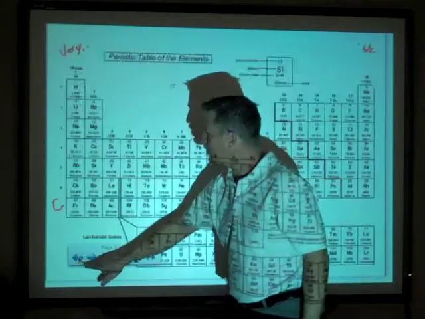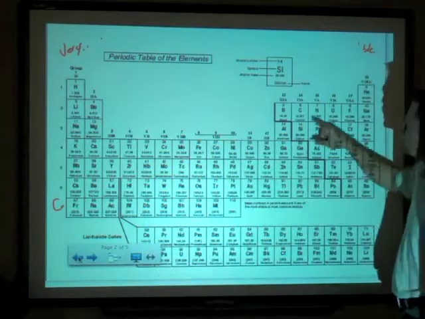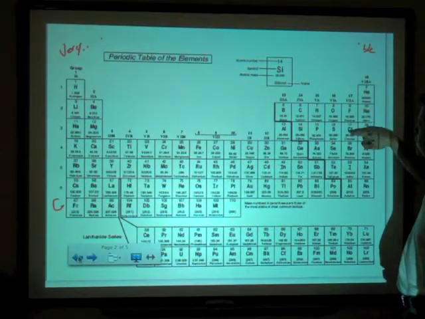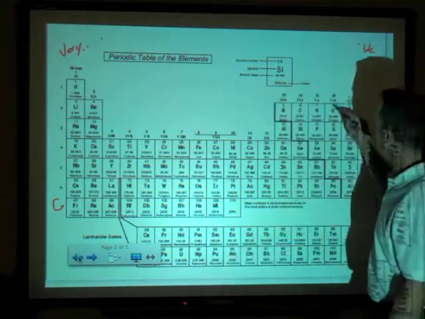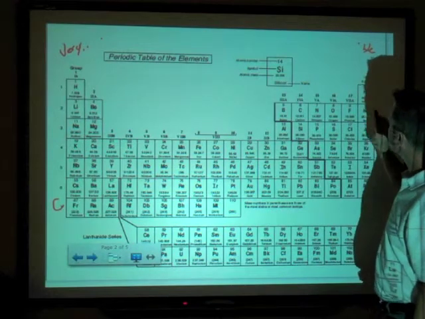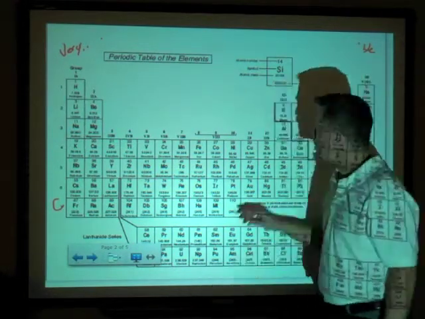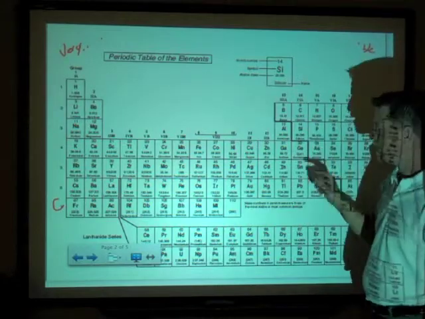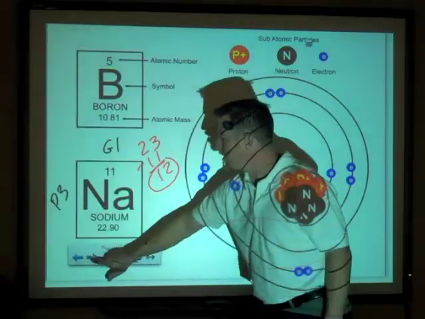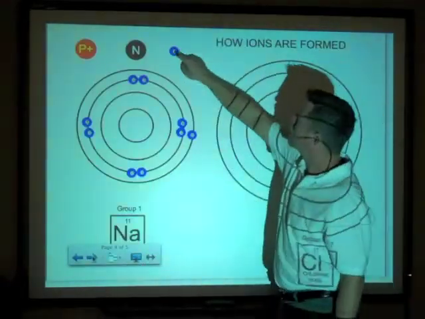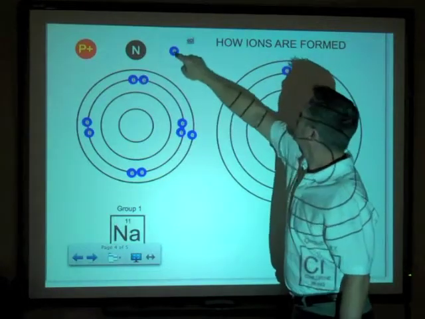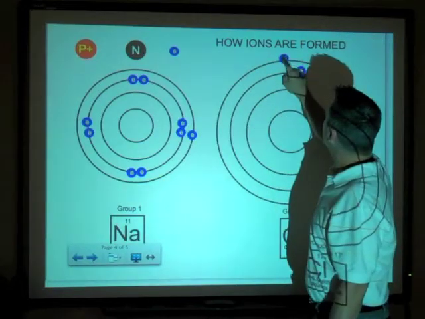So let's take a look at chlorine for a second. Chlorine is way over here in group 17. So remember what that tells me? That tells me that chlorine has 7 valence electrons. Okay? So that's really important. So let's go back and put 7 electrons on this outer ring. 1, oops, he moved kind of where I didn't want him.